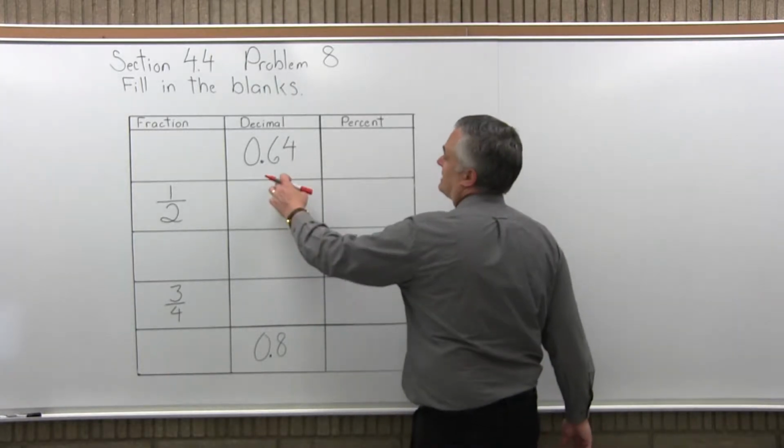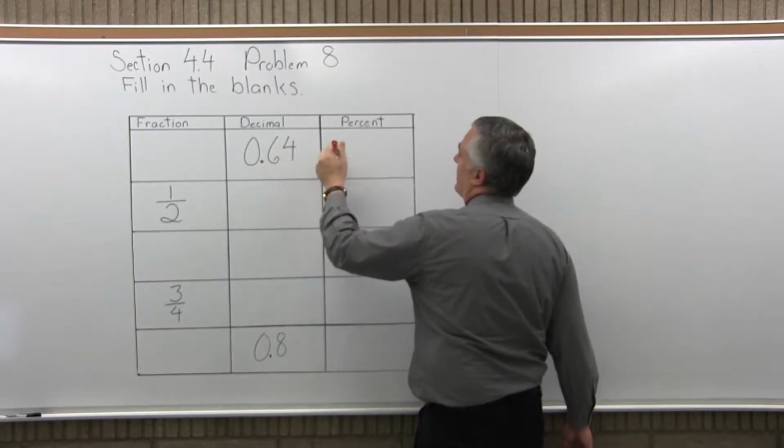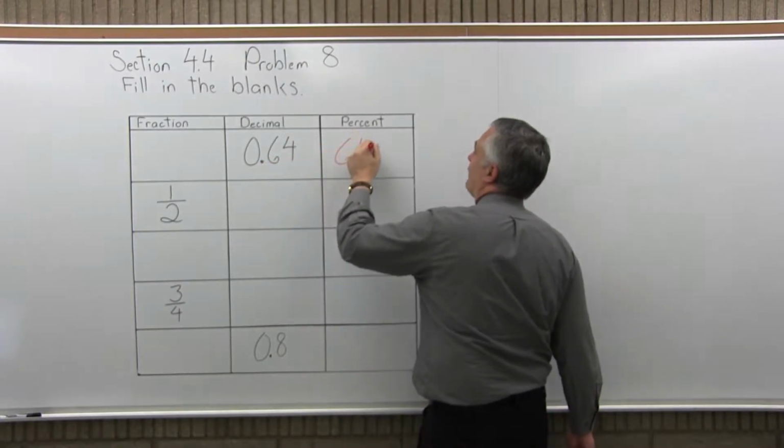So to make the percent is very easy. Just take the decimal, move it 2 places to the right, and that would become 64%.